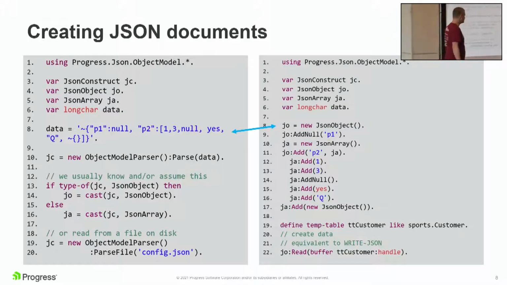And there are a couple of ways to get JSON documents into ProDataSets, and temp table data into JSON. The JSON object read is one way, so that just sucks a buffer handle in. And that's functionally equivalent to the write JSON method on a temp table or a buffer handle. So that's how we create them. We're not going to talk too much more about that.